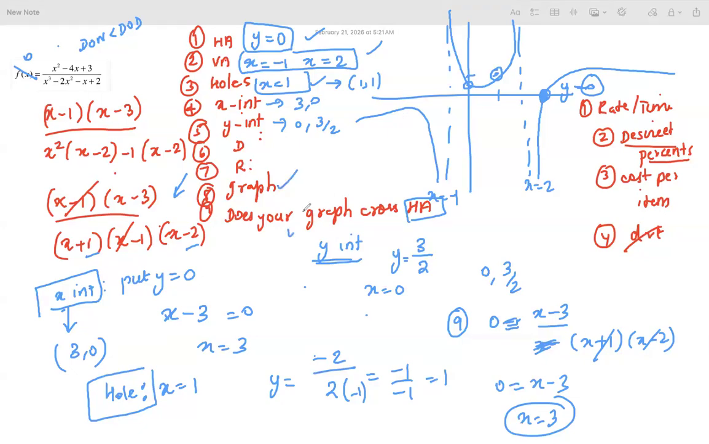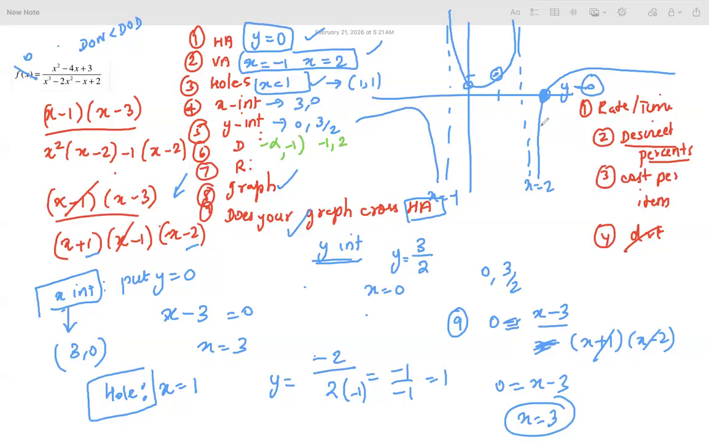Now this one we did, but for the domain it's important that you take into account everything. There is a hole, right? The hole needs to be taken into account. This is a common mistake everybody will make. So minus infinity to minus 1. Now minus 1 is not included, everybody knows that. After that, minus 1 to 2.